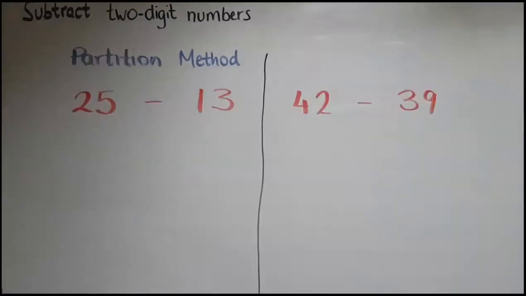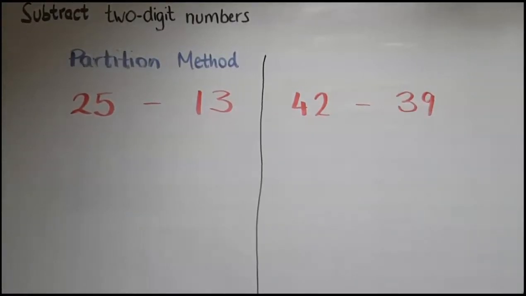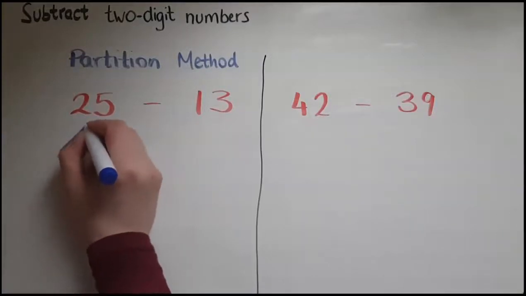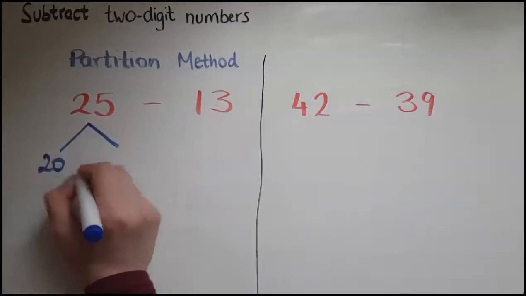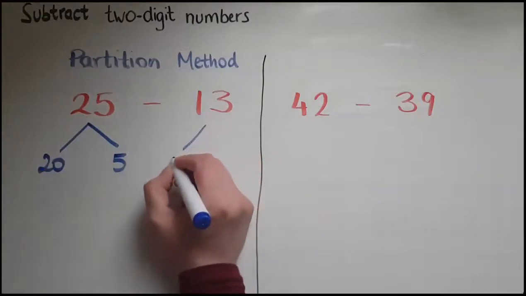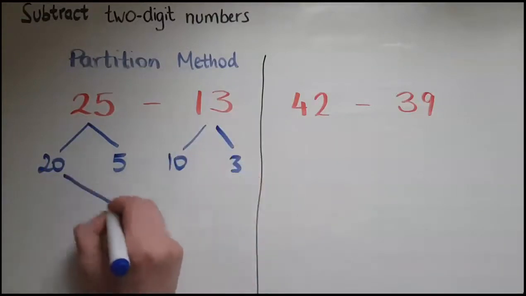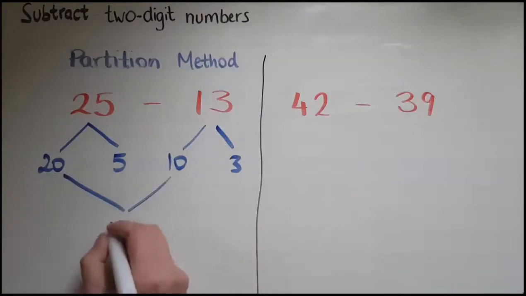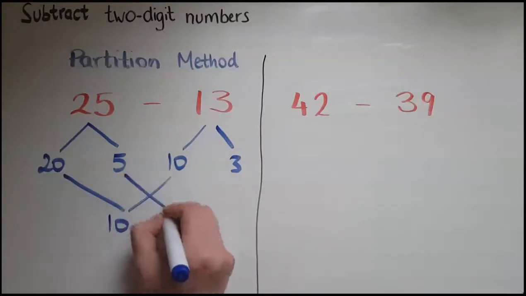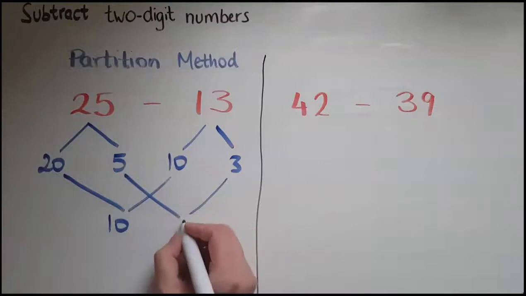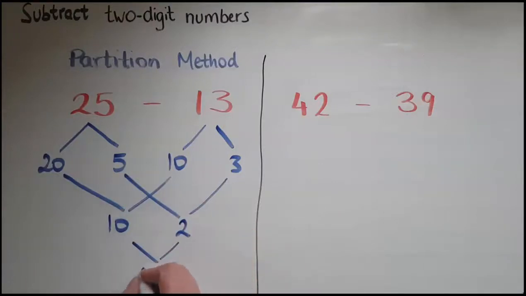We'll now look at how to subtract 2-digit numbers using the partition method. So I will split 25 into 20 and 5, and 13 into 10 and 3. So 20 take away 10 leaves me with 10. 5 take away 3 gives me 2. So my answer is 12.